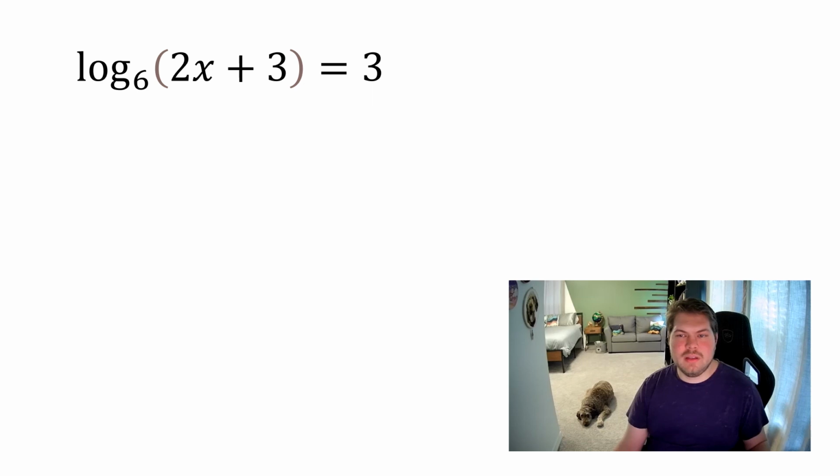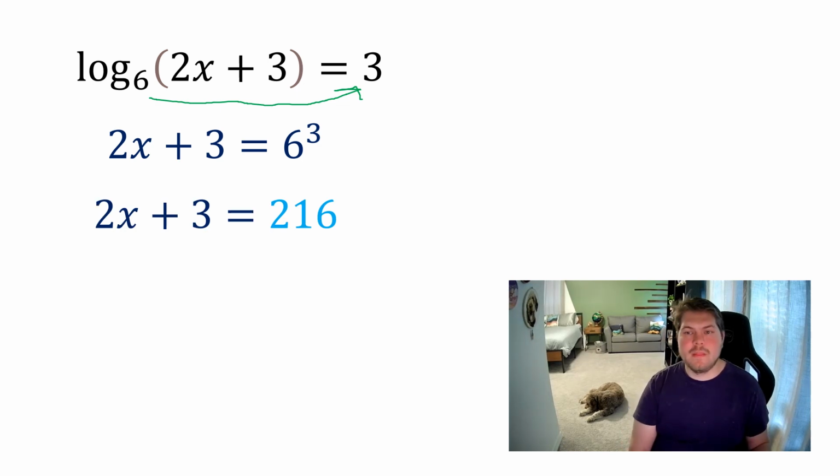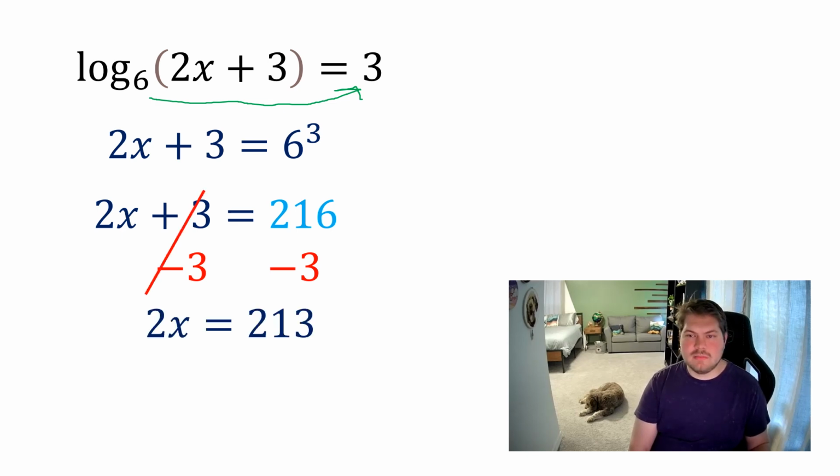All right, this one is similar to, I believe, the second example, or maybe it was the first example from today. We're going to move the 6 back to the other side from where it kind of came from. So remember, if you have a log over here, that means that it was, or it can be, 6 to the power of 3. Now we just slowly solve. First, 6 to the power of 3 is 216. And then we're going to subtract 3, and we get 213.